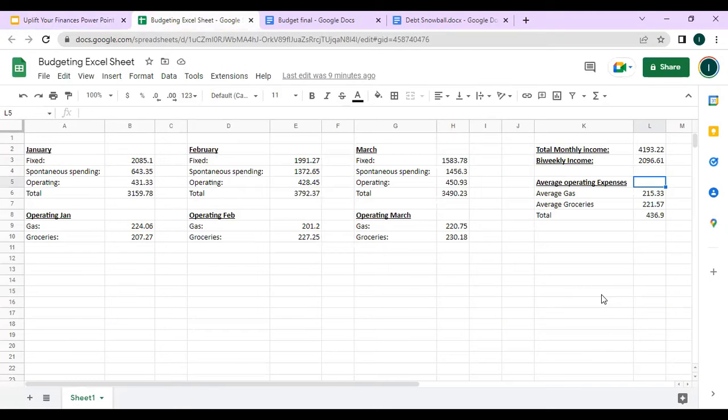The way that the zero budgeting system works is, first, you're going to notate how much you make monthly. You can do that by looking at your pay stubs and multiplying it by 4 if you get paid weekly, or multiplying it by 2 if you get paid bi-weekly. Now, this person in particular gets paid bi-weekly.